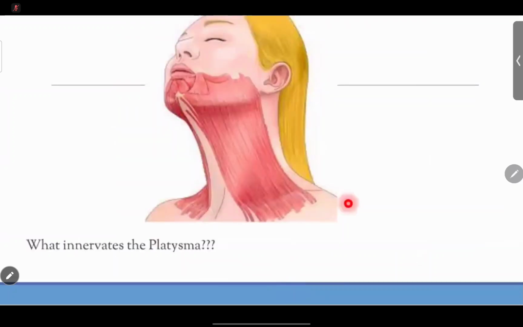So a question from our previous discussions: what innervates the platysma? What cranial nerve?